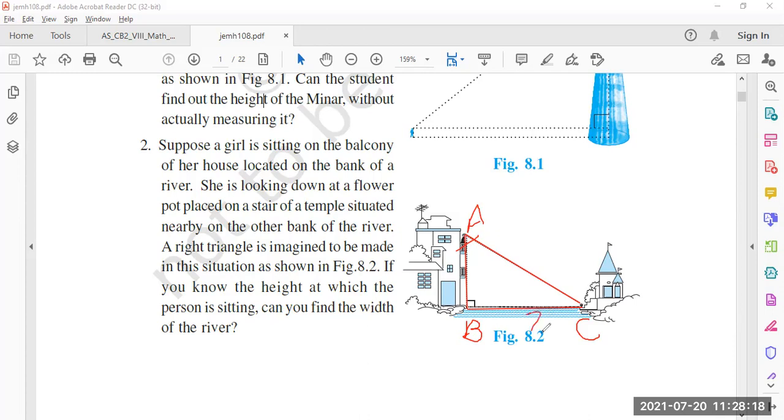Here the question is framed: what is this distance? Suppose this height is known to us, because when someone builds a building, they know the height of the building. So if this building height is known, then what about this distance? And also, what is the distance between the girl and the flower pot? This is called the actual distance.